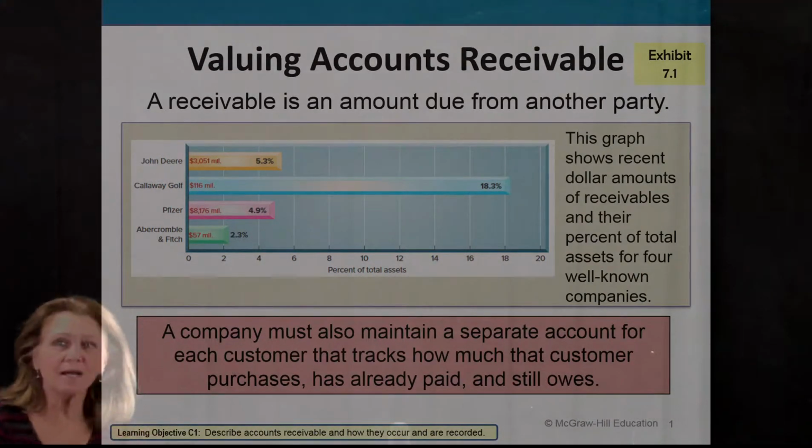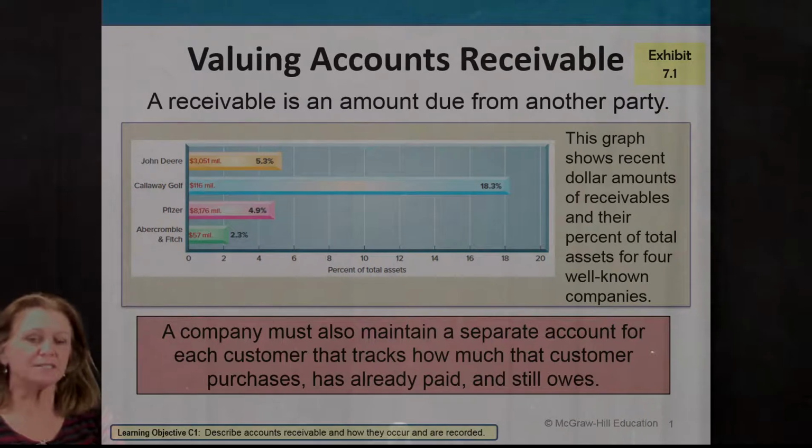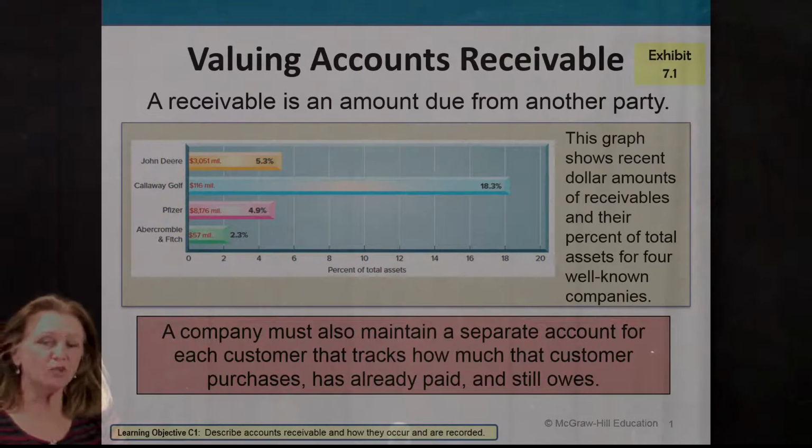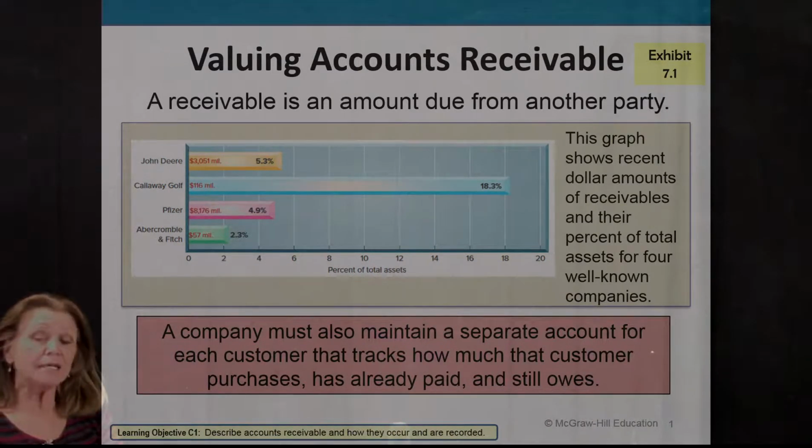Good morning, everyone. I'm back to talk to you about Chapter 7 today. Chapter 7 today is about accounts receivable and notes receivable. And what we're going to talk about today are adjustments that you are going to make as managers in any organization that has accounts or notes receivable.